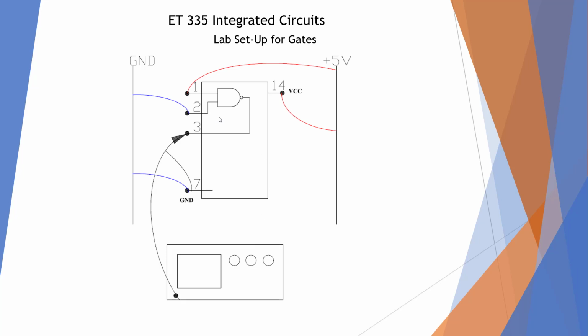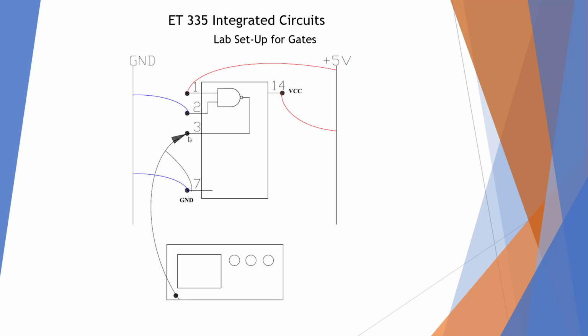But anyway, what we need to do to test these gates is we're going to take a 5 volt in the input. That is a 1. And the ground is 0. So this is a 1, 0. And then we're going to check the output with some kind of a device.